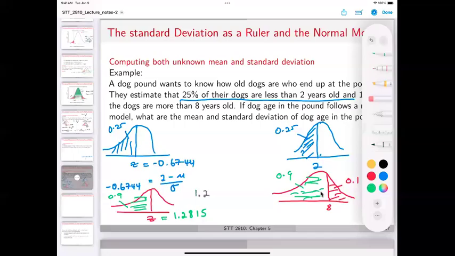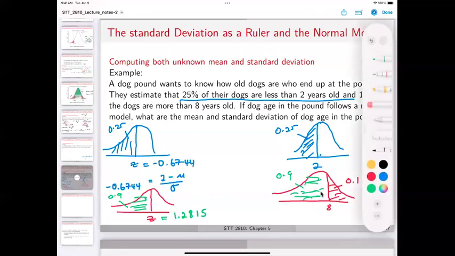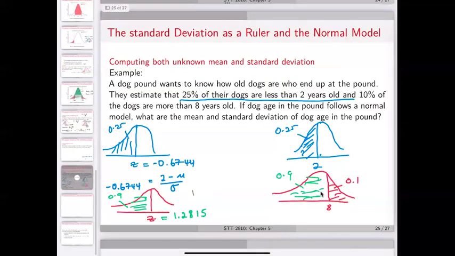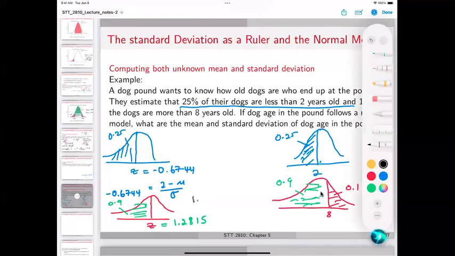1.2. I don't know why this is messing up. We have 1.2. 1.2815 equals 8 minus mu divided by sigma. So we have these two equations. So let's try to set them up.